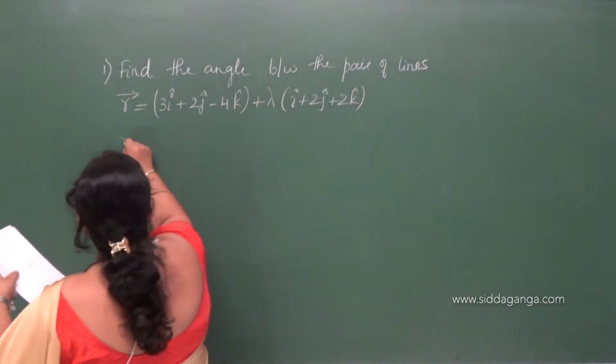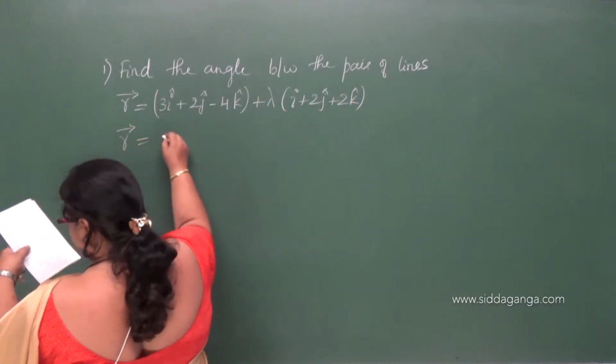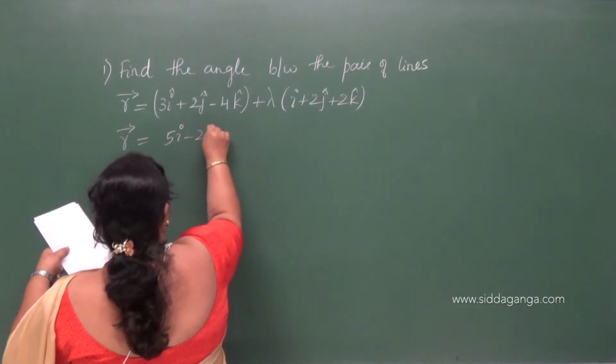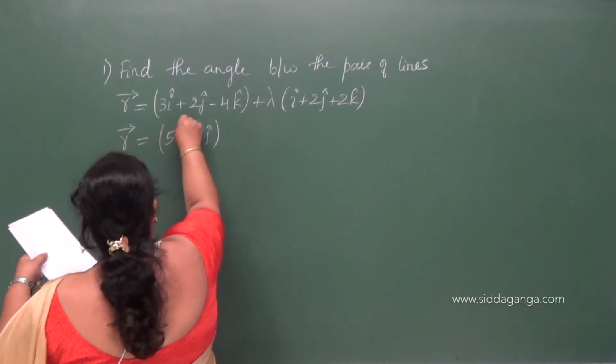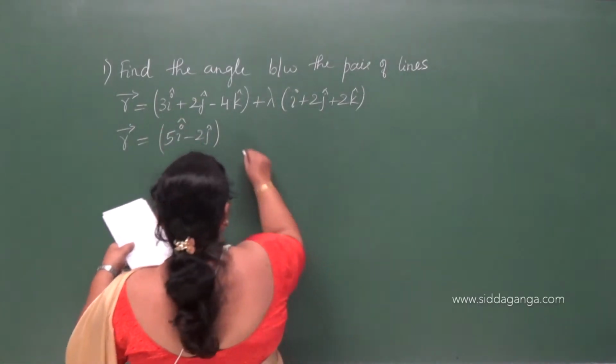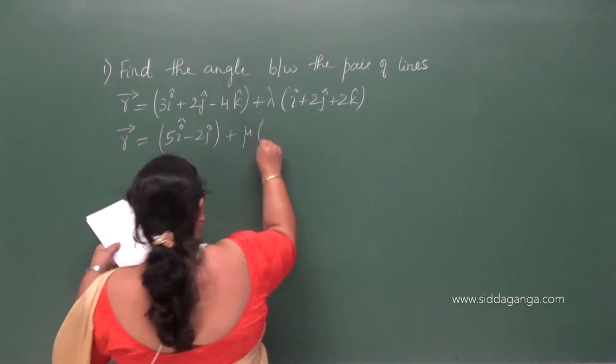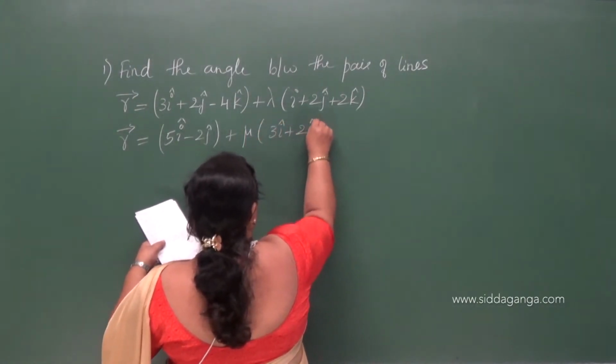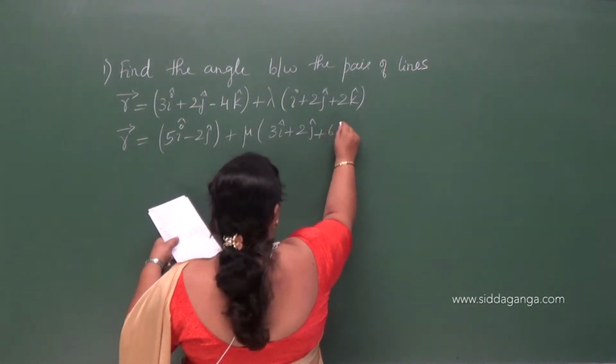And the second line is vector r equal to 5i minus 2j plus mu into 3i plus 2j plus 6k.